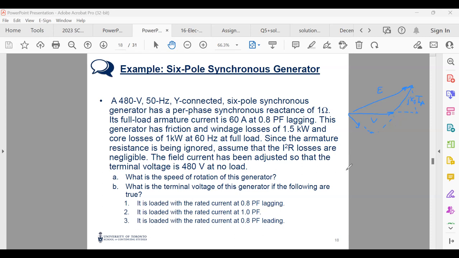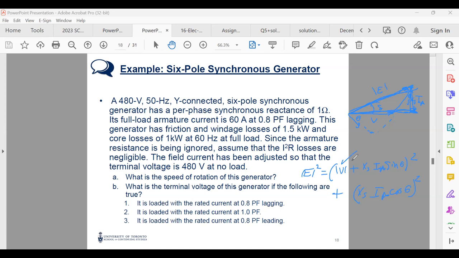So you can use this right angle, which is E squared, E as a magnitude, equals V as a magnitude plus XS IA sine theta, all squared, plus this one squared, XS IA cosine theta, squared. This is theta and this is theta. Using this right angle triangle, as a magnitude this is E, and E squared equals this squared plus this squared. And now you get rid of the delta. You don't need the delta.